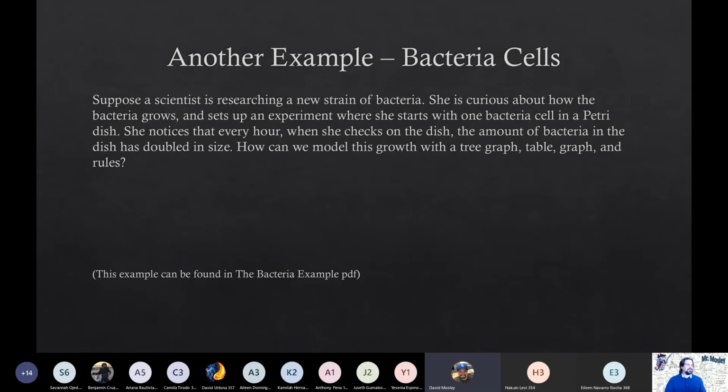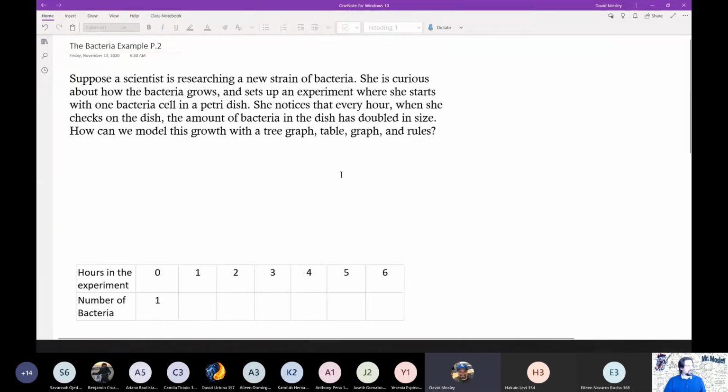Right? How can we model this growth with a tree graph, table, graph, and rules? Rather than try to fit all that onto a slide here, we're going to jump over to OneNote to do the example because it allows me more space to work. So we have this set up over here, the same example. Same scenario. We want to know how can we model this growth with the tree graph, table, graph, and rules.